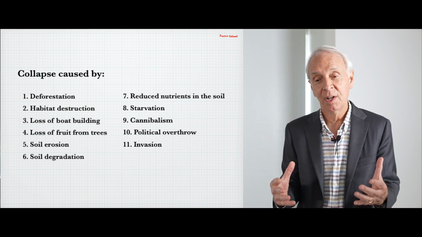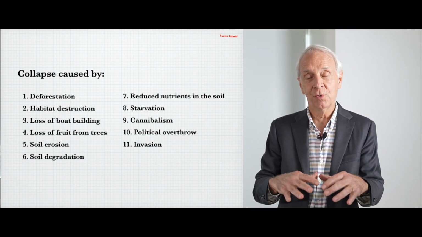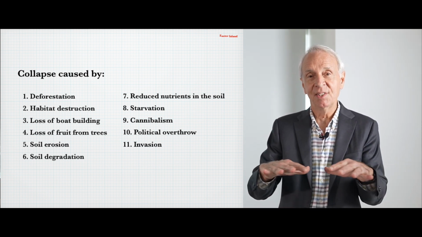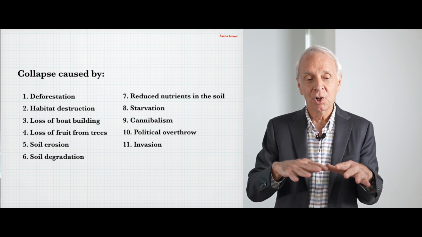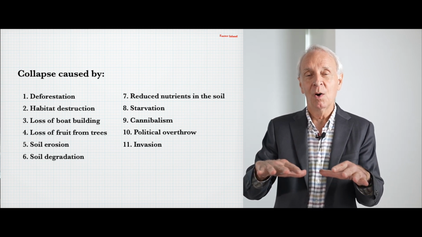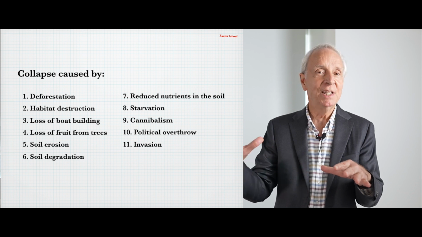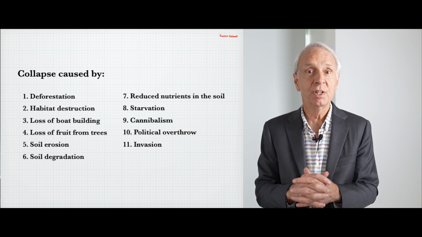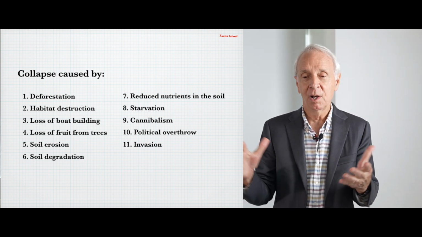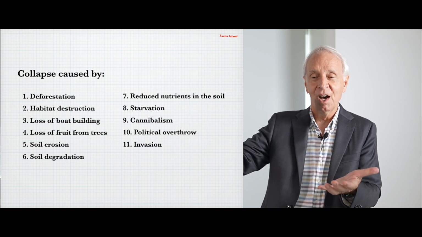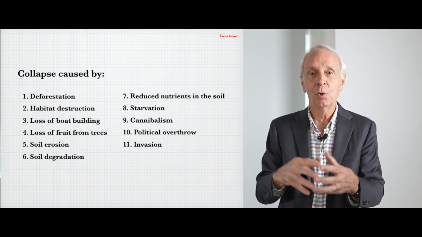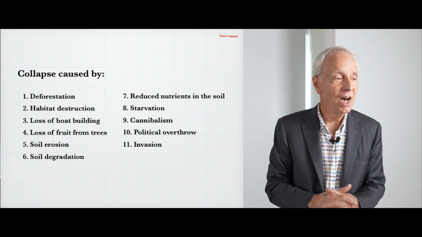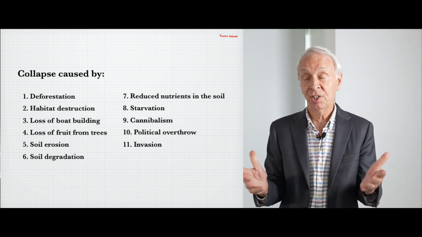Then also, the roots of the trees had been stabilizing the soil. And I said there was really high wind here. So when the trees were gone, the root system wasn't there to stabilize the soil, and you began to get erosion of the soil. A big rain would come and wash away the topsoil because the root system wasn't there to hold it in place.